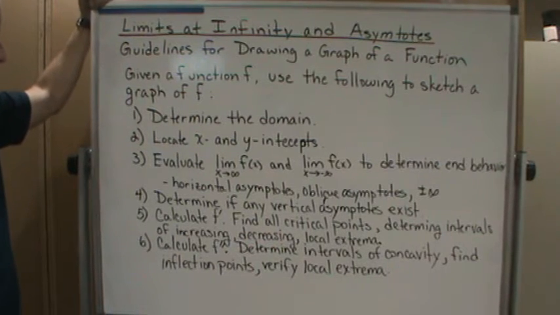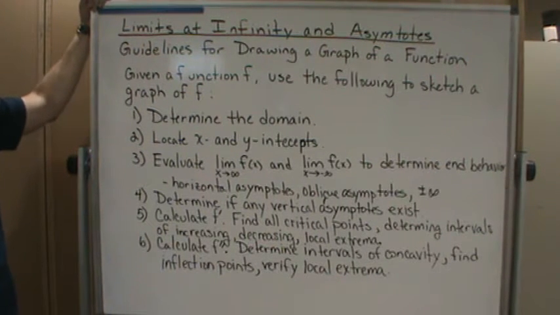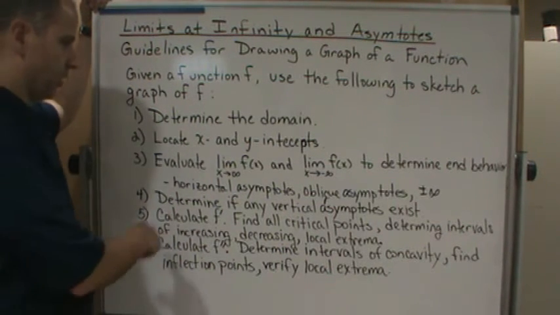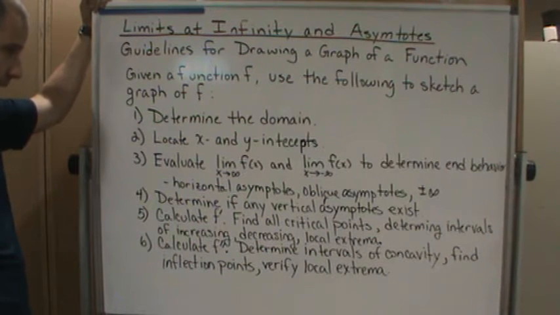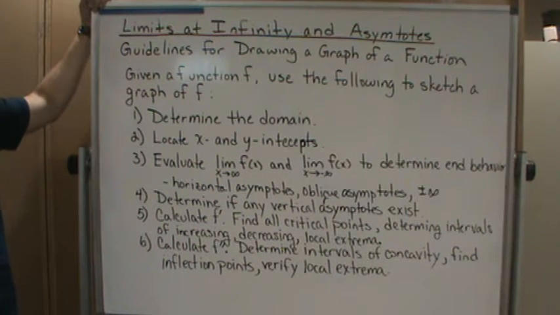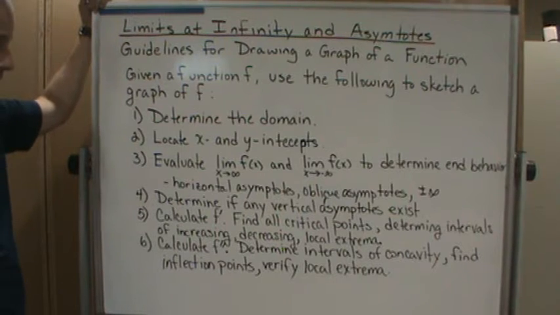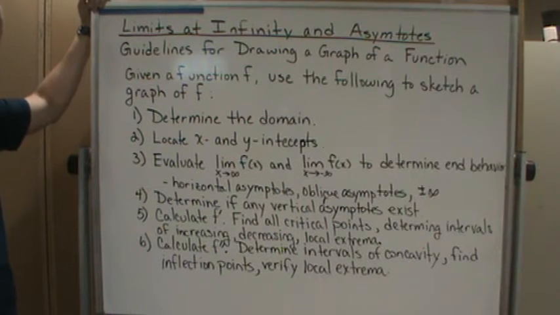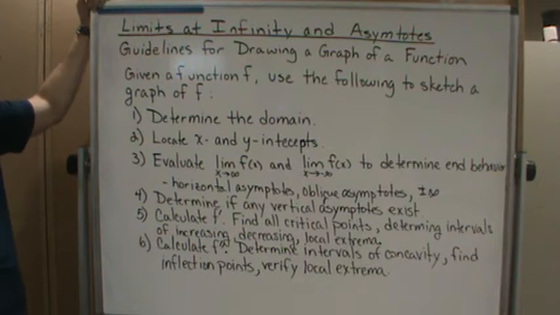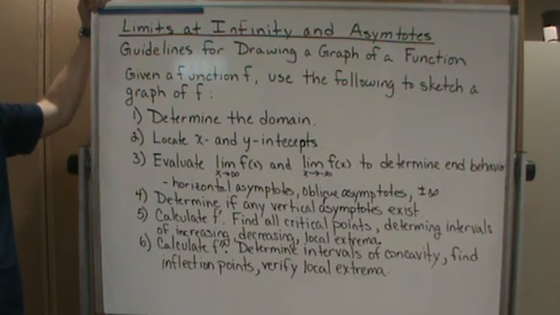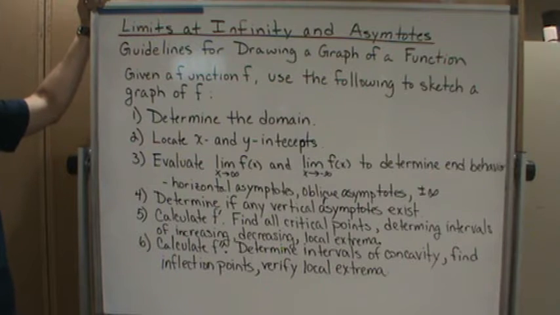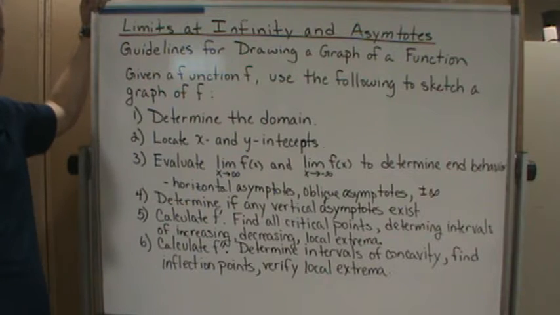Now, 3 is where we get to determining end behavior, and this is where we're going to use limits to help us. So evaluate the limit as x goes to positive and negative infinity, to determine what the end behavior is, to find horizontal asymptotes, to find oblique asymptotes if they exist, and also to see whether it goes off to positive or negative infinity as x goes to positive or negative infinity. 4, determine if any vertical asymptotes exist.